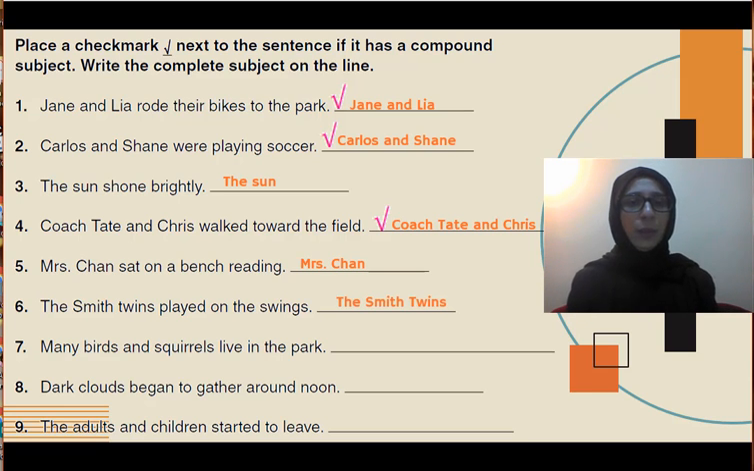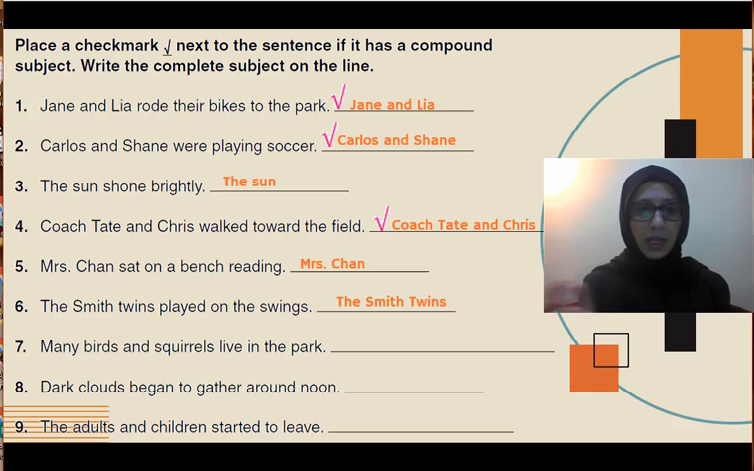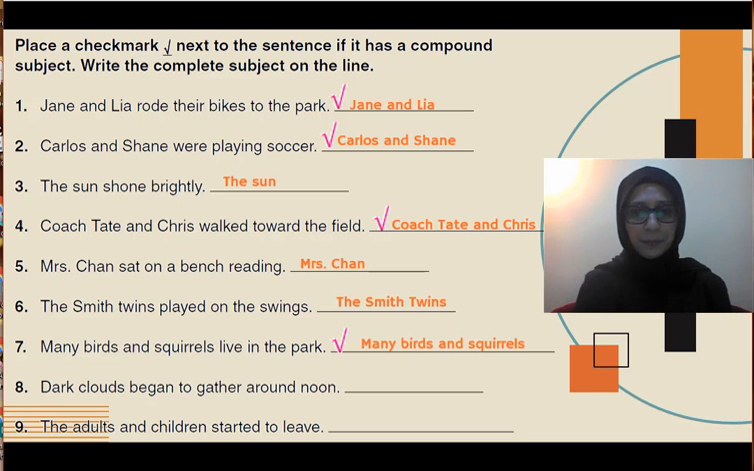Number 7, many birds and squirrels. So here I have and, so I'm talking about birds and I'm talking about squirrels. So I have here the word and that is linking both subjects, so this is a compound subject.